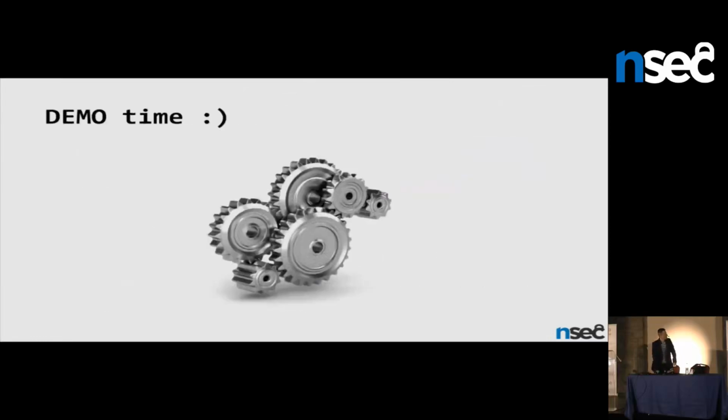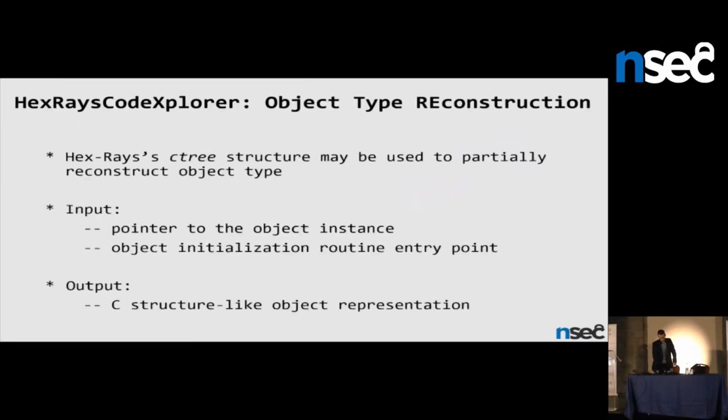There should be some demonstration, but I think I'm going to skip it because we're running out of time. I have 2 presentations, so I'll spend a little more time on the second presentation because this one is more important. So how are we using this C-tree and how is it useful in reversing object-oriented malware?